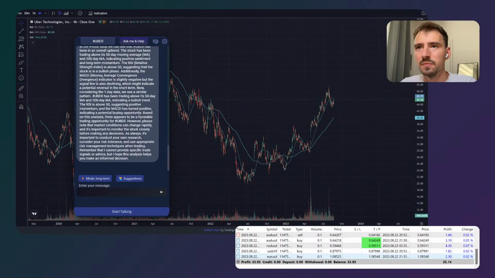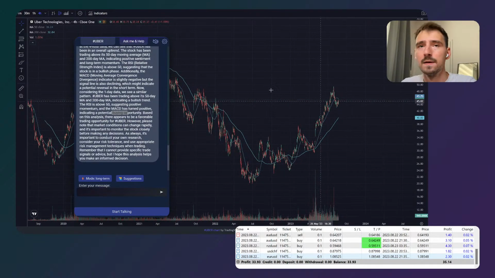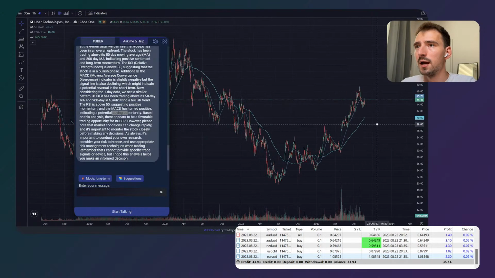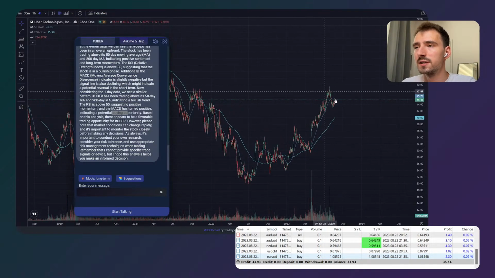Based on this analysis, it appears to be a favorable trading opportunity for Uber, a buying opportunity. So it's suggesting us to go for buy. So let's give it a shot. We will not set up a strict take profit. We will just open the stock.